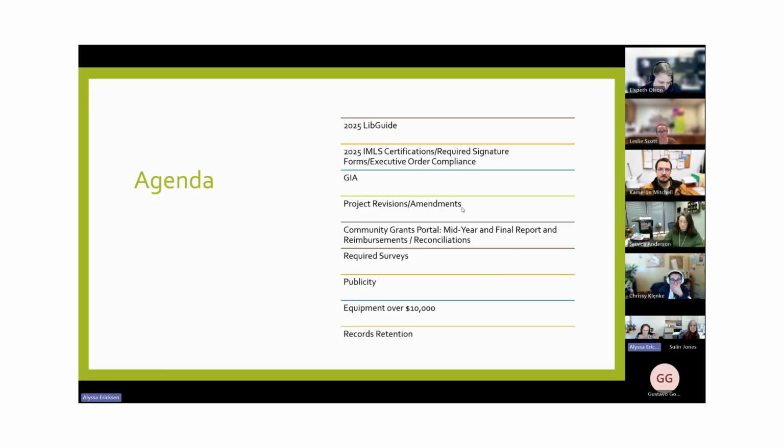We've got some information on how to do a project revision or amendment if you need to make changes and when we need to be informed of that and how. I'm going to go over the community grants portal, which is the portal that we use to submit everything. You've already done it, most of you, for the application. You're also going to do it for media reports, final report, and of course your reconciliation and reimbursement, and I will go over what the difference between those two things are.